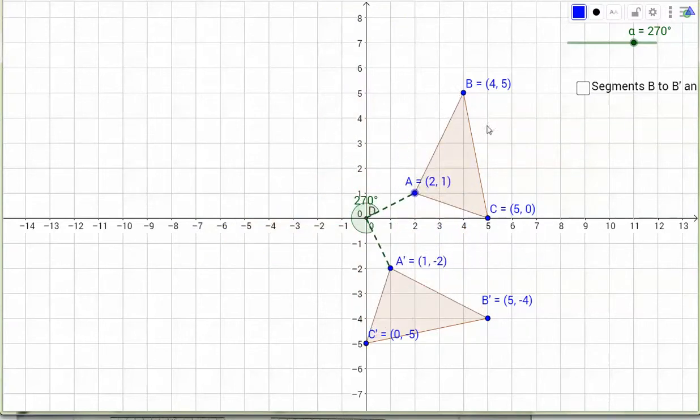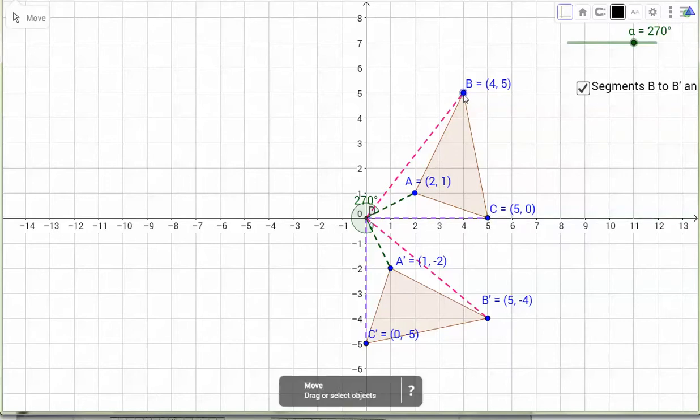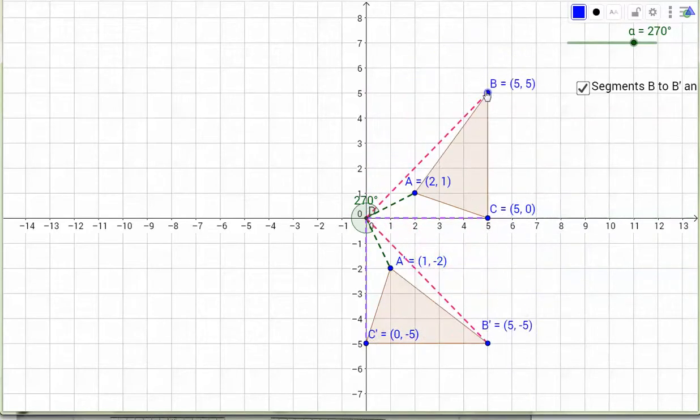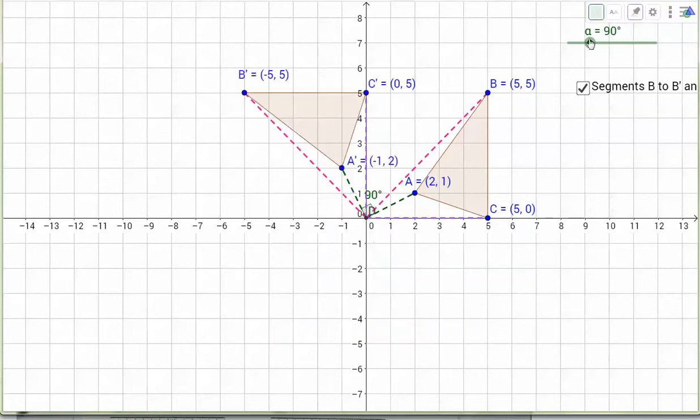This little checkbox here just shows you the green segments from A to the center of rotation and A prime to the center of rotation. If we click on this, you'll see the other segments created, and it gives you a cool little picture of B to the center of rotation, B prime to the center of rotation. You can see they're going to be the same length. So the pink ones, the green ones, and the purple ones here are going to be pairs of congruent segments, because when you rotate, the distance away from that center has to stay the same.